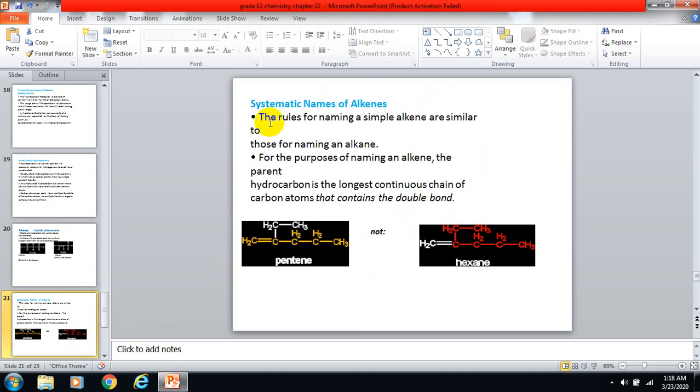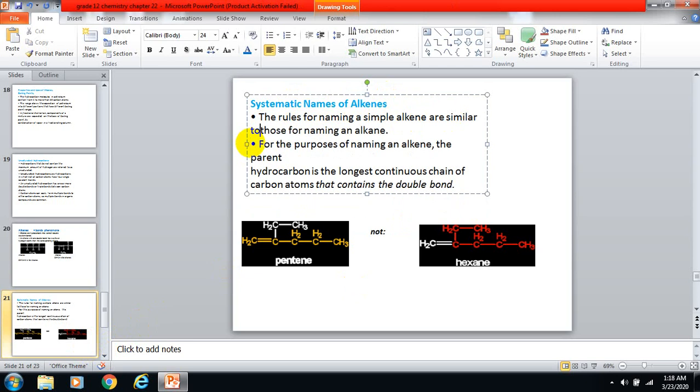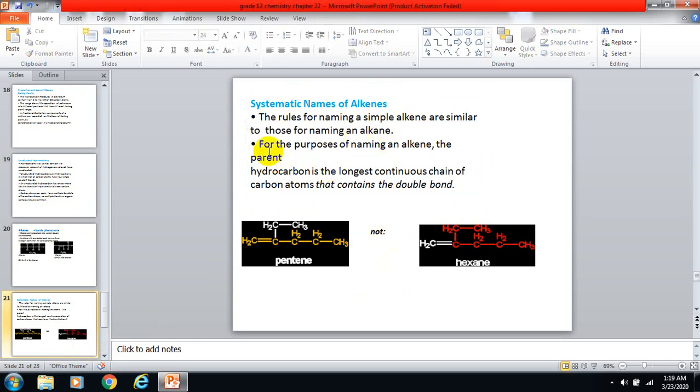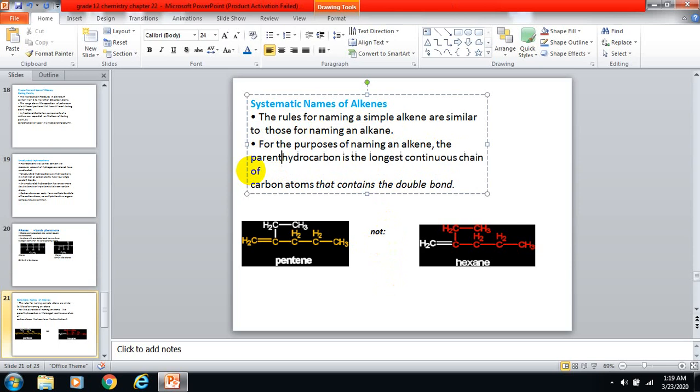Now come here. Systematic names of alkenes. The rules of naming simple alkenes are similar to those for naming alkanes. For the purpose of naming an alkene, the parent hydrocarbon is the longest continuous chain of carbon atoms that contains the double bond.